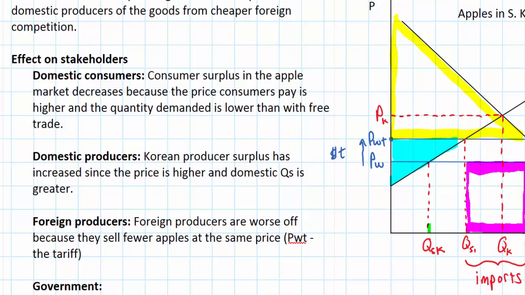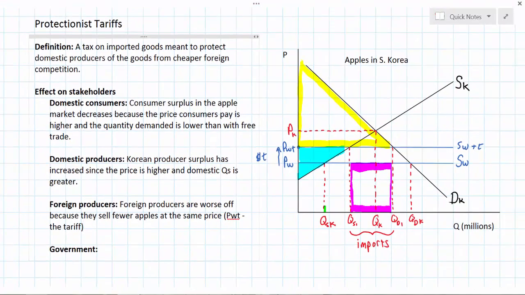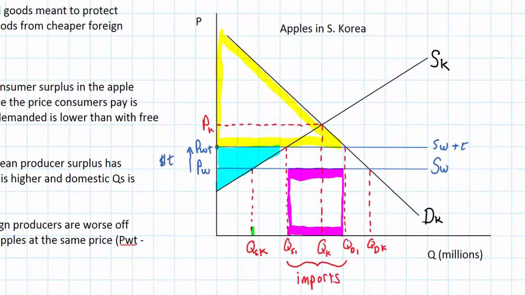Now, what about the Korean government? The Korean government is now a stakeholder since it is imposing a tax on a good. There will be tax revenues generated from this tariff. How do we show the area of tax revenues generated by the tariff? Well, the quantity of goods being taxed is QS1 to QD1, that's the imported apples, and the amount of the tax is the vertical distance between PW and PW plus T. So there's a rectangle on this graph representing the tax revenue generated by the government.